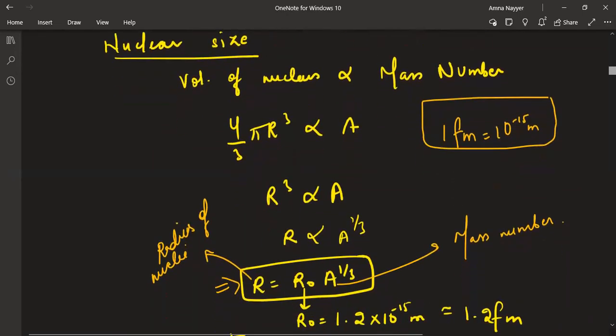Then you have to write about the nuclear size. In nuclear size, volume of nucleus is directly proportional to the mass number. So 4/3 pi r cube is directly proportional to mass number. So from here, r cube is directly proportional to A. So finally, the result is r is equal to r naught A to the power 1/3. A here is the mass number, r is the radius of nucleus, r naught is 1.2 Fermi meters.